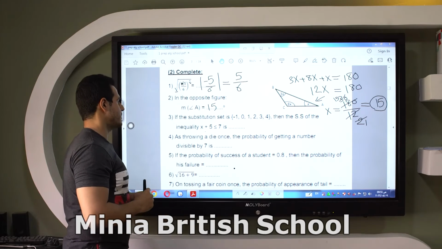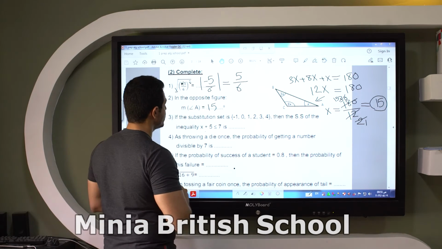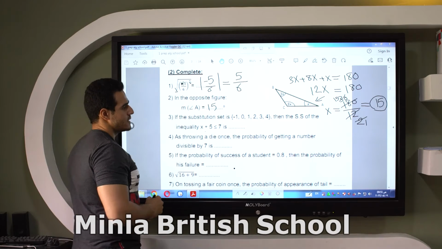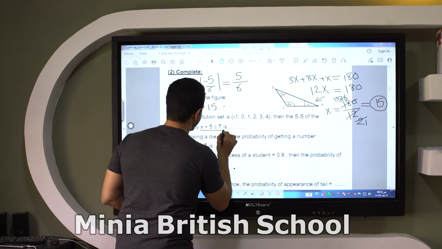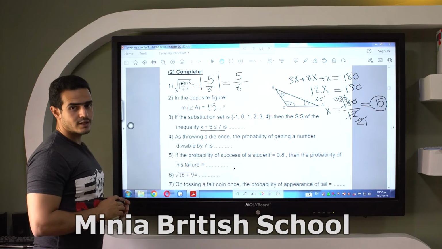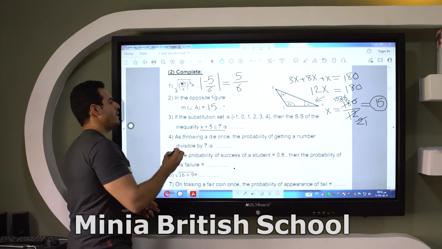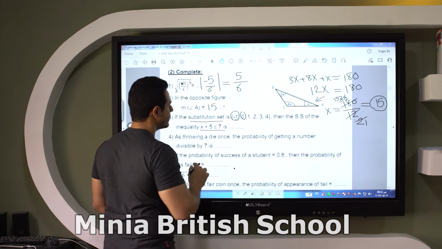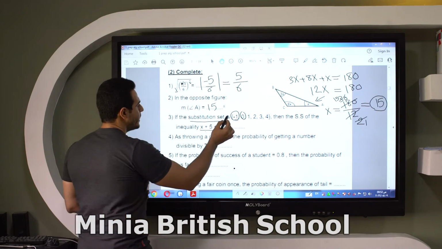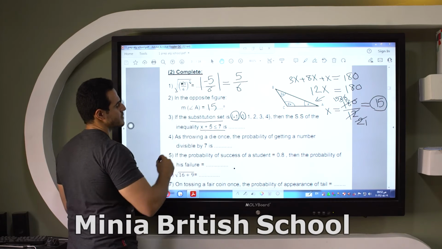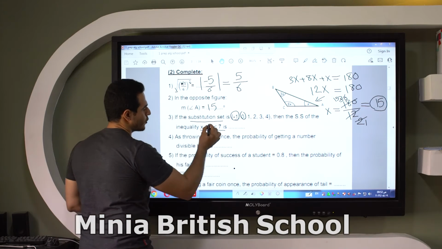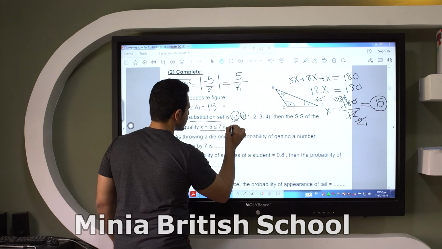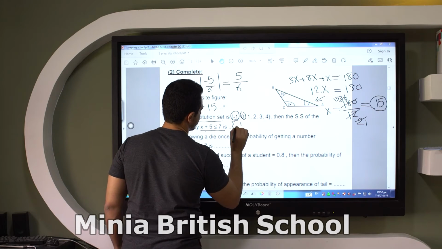Okay? Number 3. The substitution set is -1, 0, 1, 2, 3, and 4. Then the solution set of the inequality x plus 5 less than or equal to 7 is what? Okay. If we have a substitution set, we must substitute each number in this set instead of x. So -1 plus 5 equals 4. Is 4 smaller than or equal to 7? Yes, 4 is smaller than 7. So the first number in our solution set is -1.